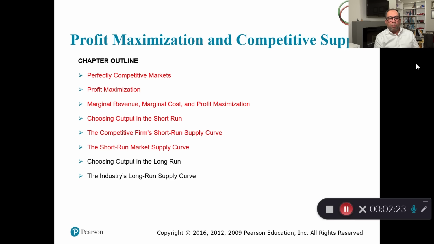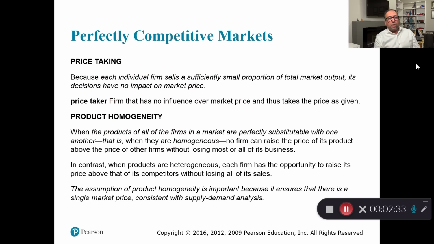But in the second part we change our scenario from the short run to the long run, choosing output in the long run as well as the industry's long run supply curve. So let's first define what a perfectly competitive market is. When we say perfectly, it means an ideal market in which there are many buyers, many sellers, and the firms operating in that market take the price from the market.